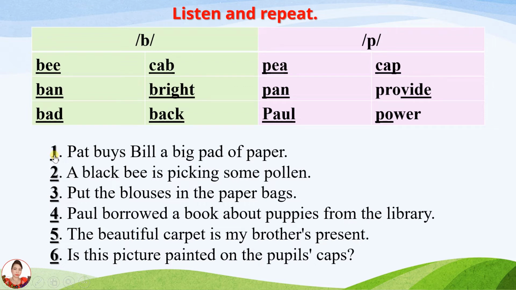1. Pat buys Bill a big pad of paper. 2. A black bee is picking some pollen. 3. Put the blouses in the paper bags. 4. Paul borrowed a book about puppies from the library. 5. The beautiful carpet is my brother's present. 6. Is this picture painted on the pupils' caps?